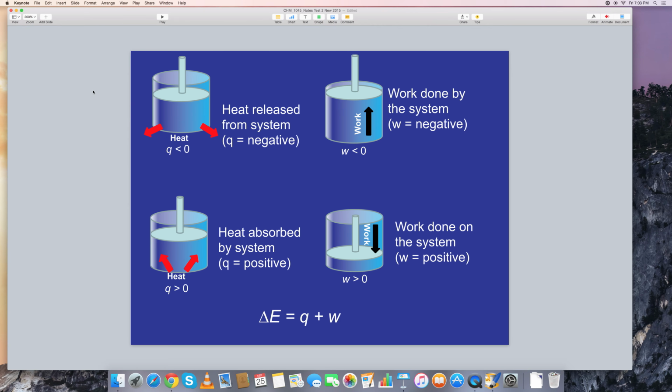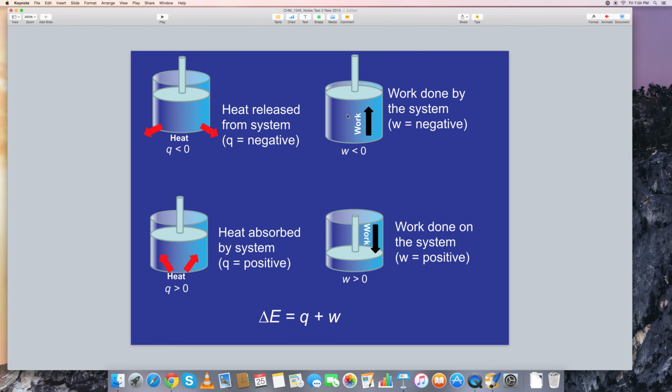Heat can be absorbed by a system. What's going to happen then is that Q will be positive. From the point of view of the system, heat has gone up. Work can also be done by the system. An example of this might be if there was something going on inside the reaction that was causing a piston to move upwards. Work would be being done by the system. It's almost like work is being lost by the system, so W would be negative.